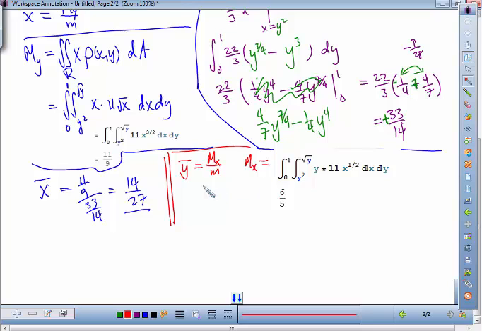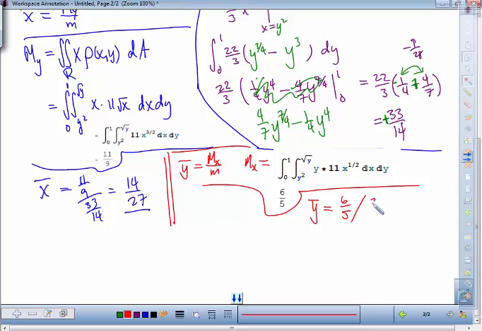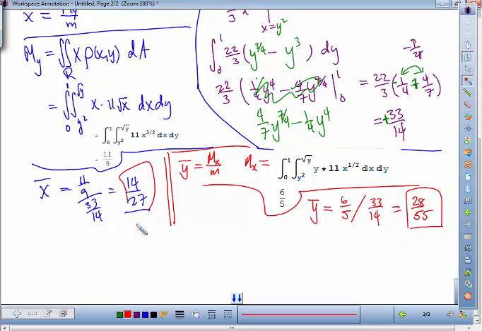Which means Y bar is going to be equal to 6/5 divided by 33 over 14. So you do that reciprocal thing, you get 28 over 55. Good. It's a number between 0 and 1.